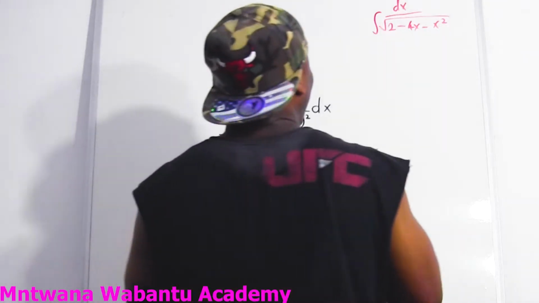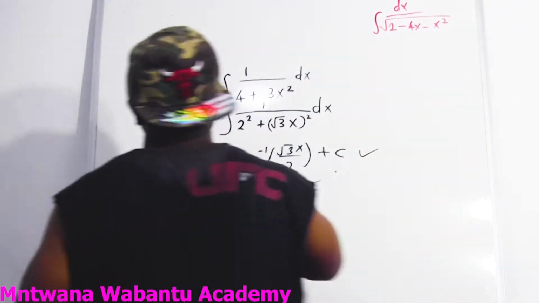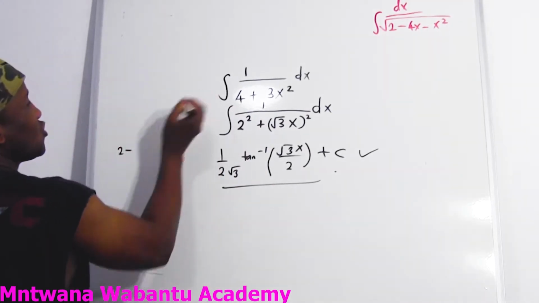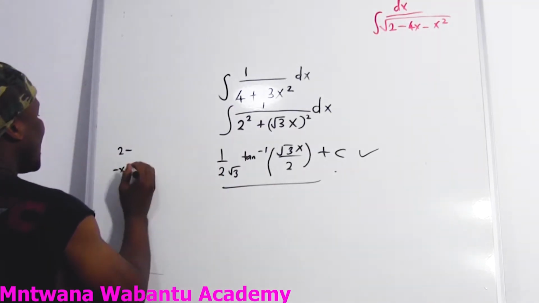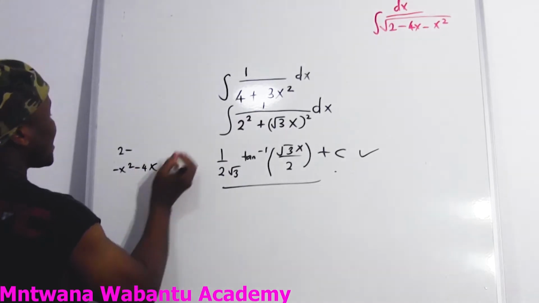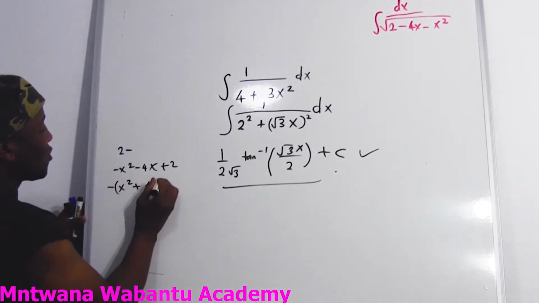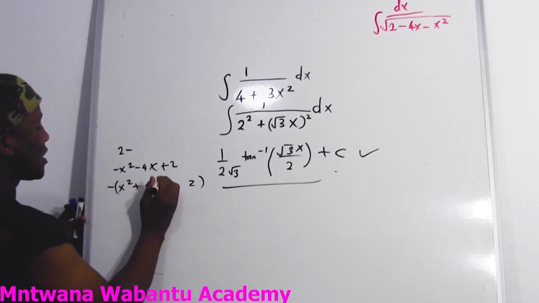Right away, I'm going to complete the square. The expression is 2 minus 4x minus x squared. Let me start with the negative x squared, then minus 4x, and then plus 2. Now I take a negative out, and this becomes x squared plus 4x, and then 2. This is going to be plus.